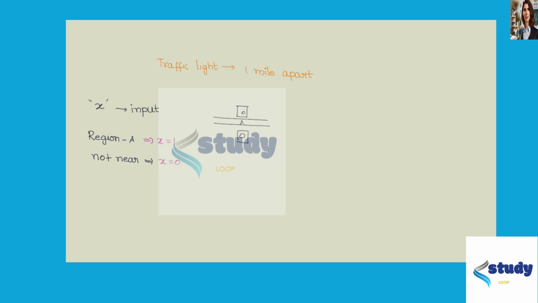Now we take the output as z. If the light is green, then the value of z will be 0. If it is a red light, then the value of z will be 1.